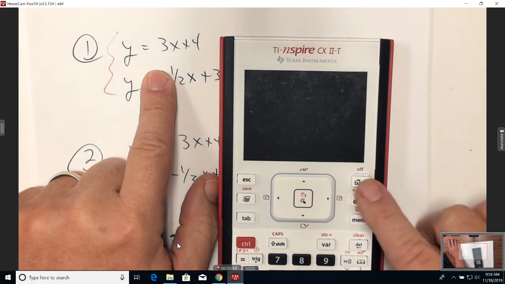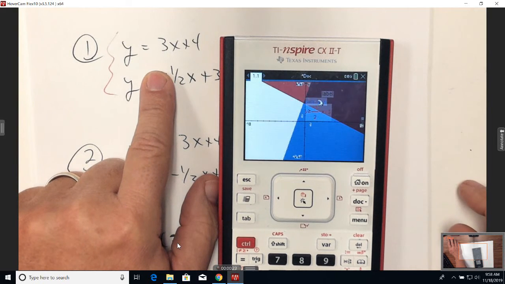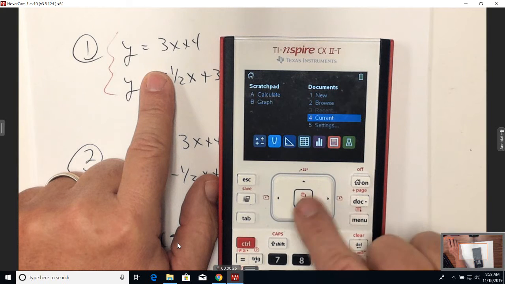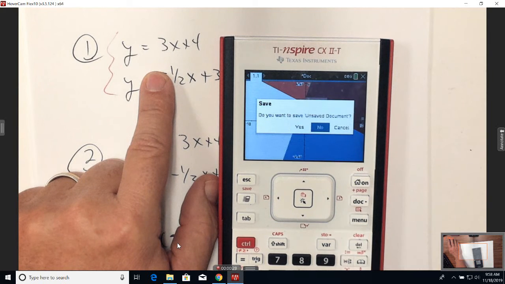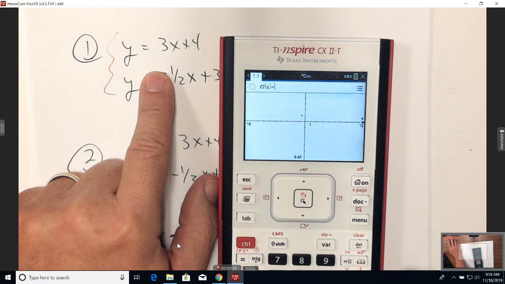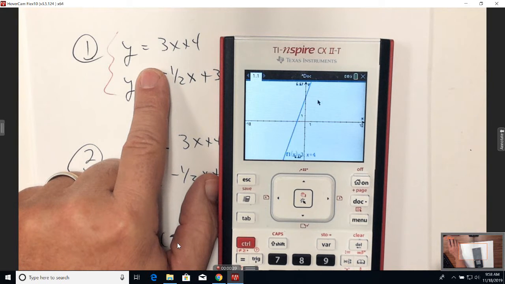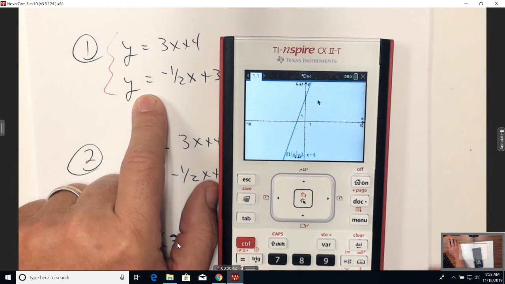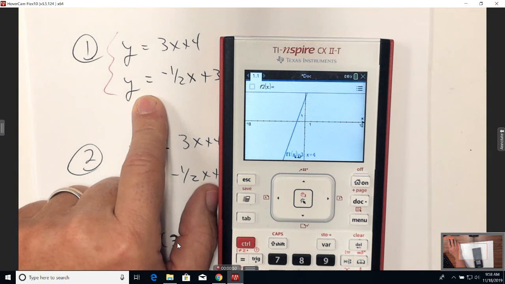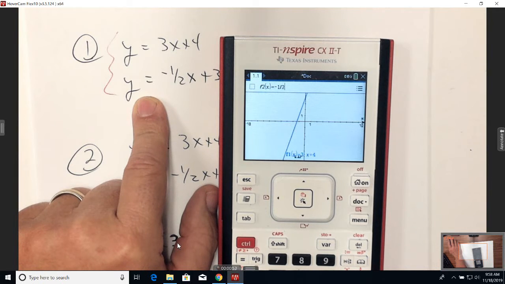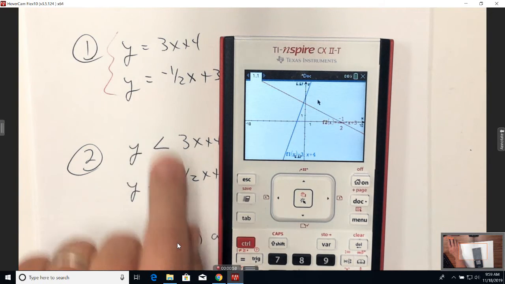Do y'all remember how to solve it by graphing? You just graph them and you see if they have an intersection. So you go to your home screen, go to New Document, don't save your last one, add the graph, and then graph the first function. F of x or y is equal to, you might want to follow along with me, 3x plus 4. Hit enter. And then graph y is equal to, so how do I graph another function? I hit tab. And then I graph y is equal to negative 1/2 x, so that's negative 1 divided by 2x plus 3. And I see where they cross.